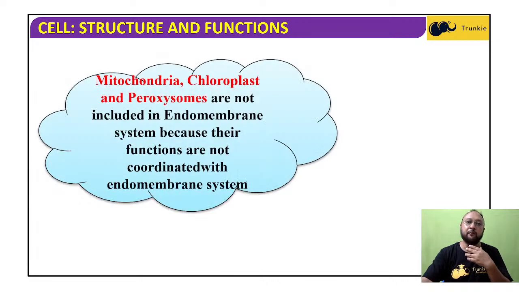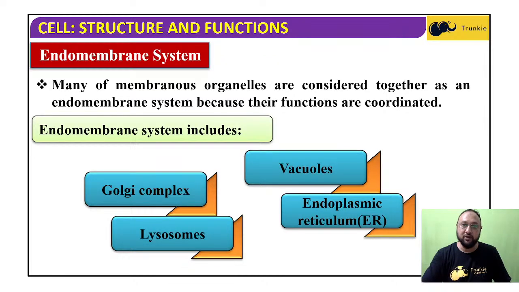Now, mitochondria, chloroplast, and peroxisomes are not included in the endomembrane system because their functions are not coordinated. Another important point I forgot to tell you: the Golgi complex, lysosomes, and endoplasmic reticulum are all coordinated.